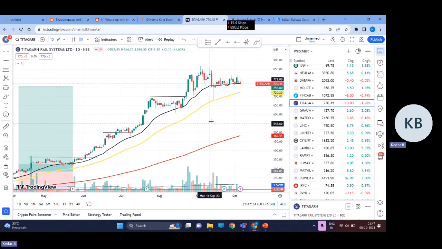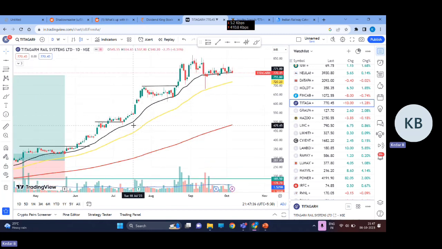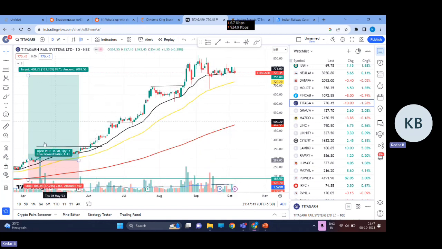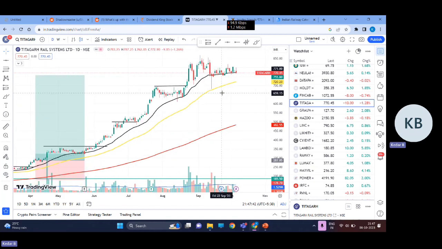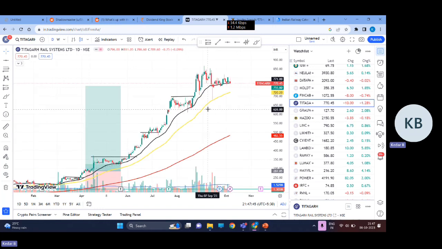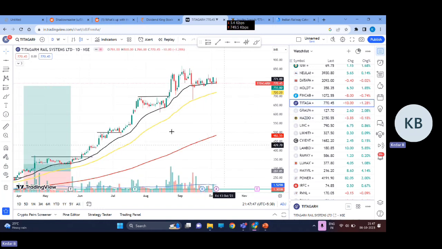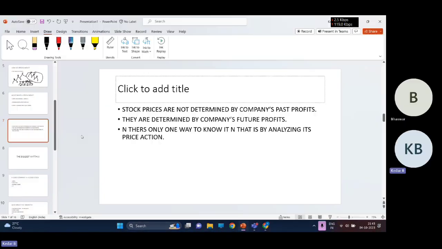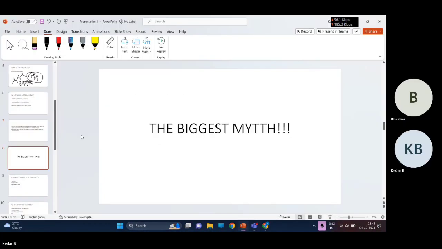Because I maximize my profit by not selling too early and not focusing on the news or the fundamentals. I don't look for them. I solely buy based on my criteria. Yeah, so this is why it's so important. And the next one, okay, the biggest myth. I'll also show you the proof for that.